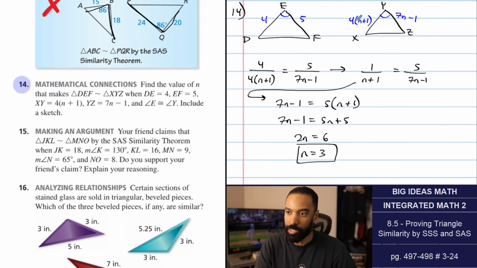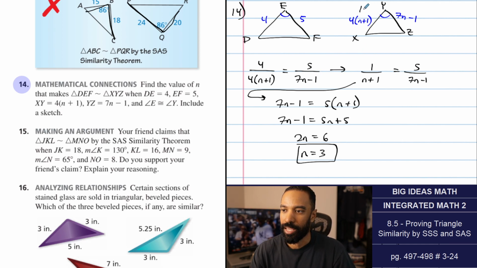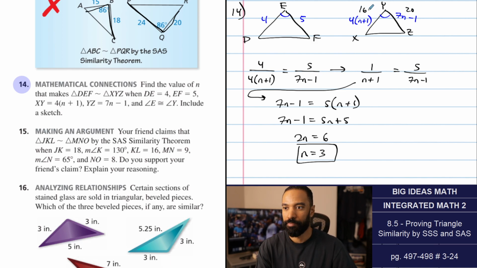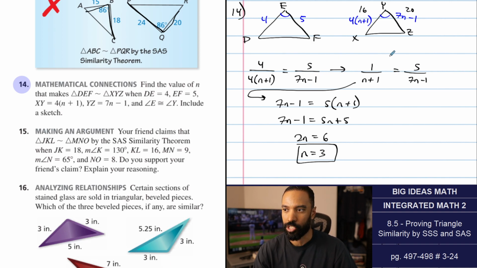And if you plug things in, 3 plus 1 is 4 times 4 is 16. So here I'd get 16. I guess that would have been bigger. And this would be 20. 7 times 3 minus 1. 16 over 4 is 4. 20 over 5 is 4. Yes, that all checks out. We're good.